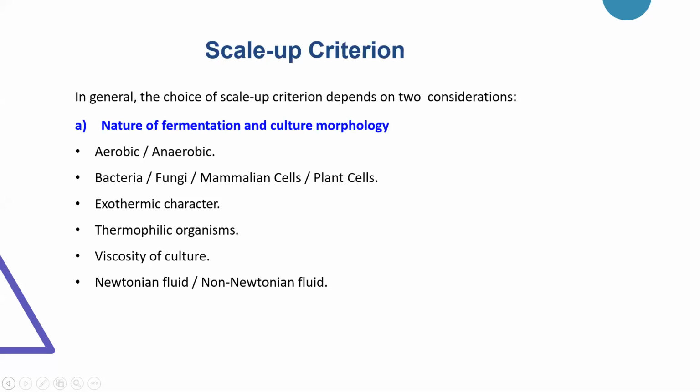Then we need to think about the viscosity of the culture, and what are the properties of the broth, whether it is a Newtonian broth or a non-Newtonian broth. You need to get into details. In mass transfer, we see that Newtonian are those broths in which there is a direct relationship between shear and stress.